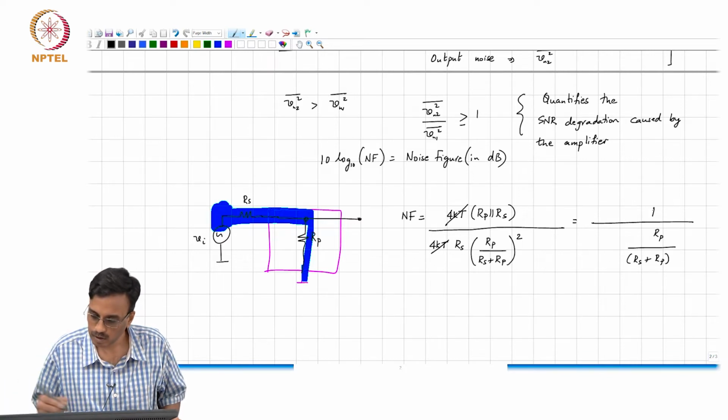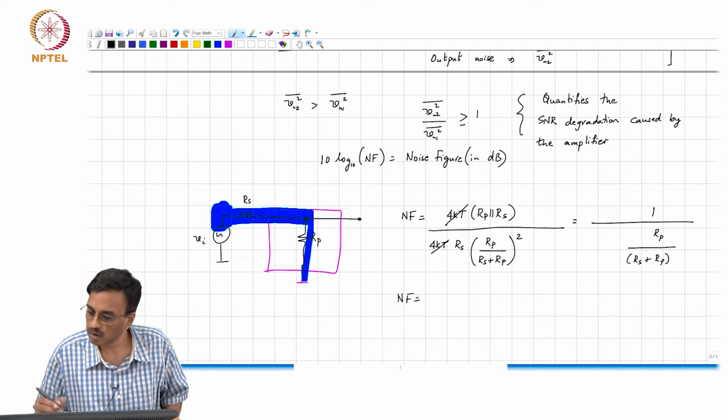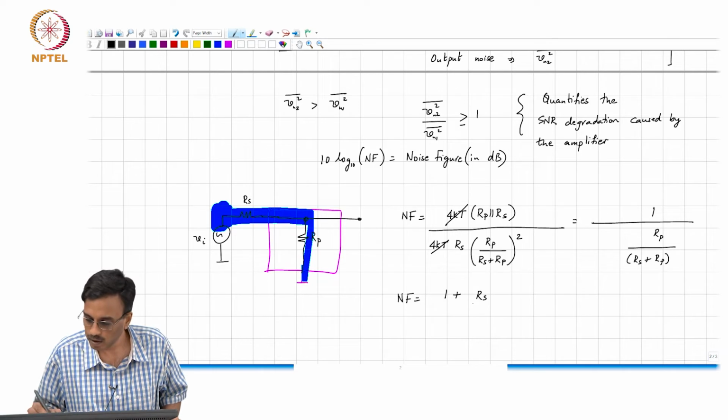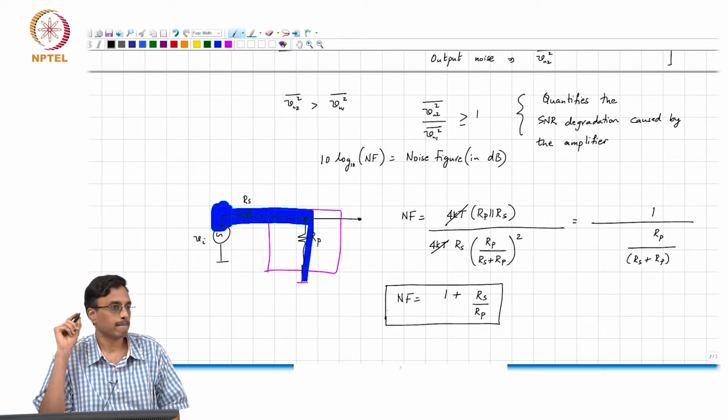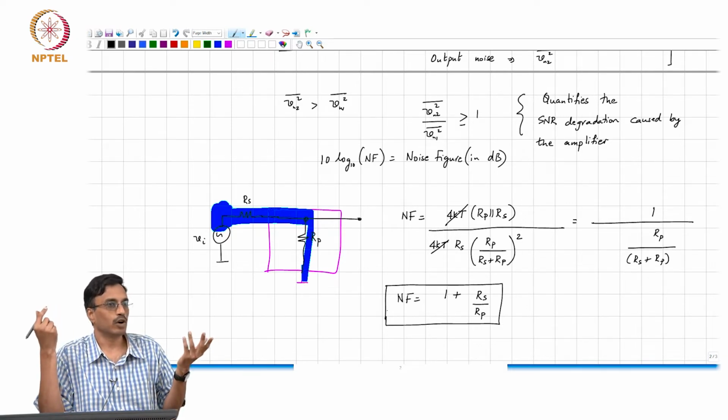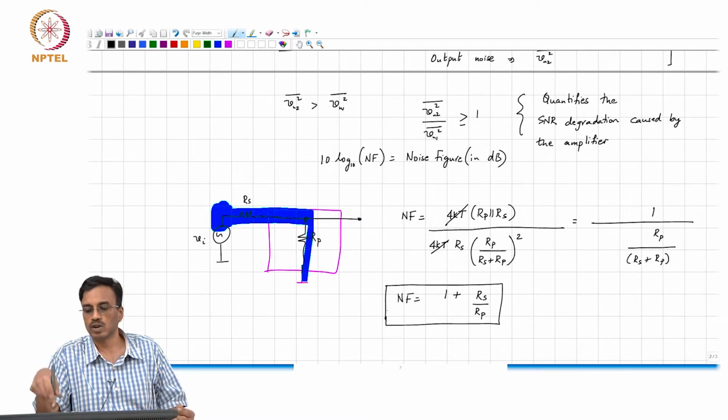So, the noise factor is nothing but 1 plus RS over RP. Right. Sanity check. Well, RP is infinity. What should you expect? Oh, well, you are not doing anything. So, presumably, you are not losing SNR. So, sure enough, you get a noise factor of 1 or 0 dB.